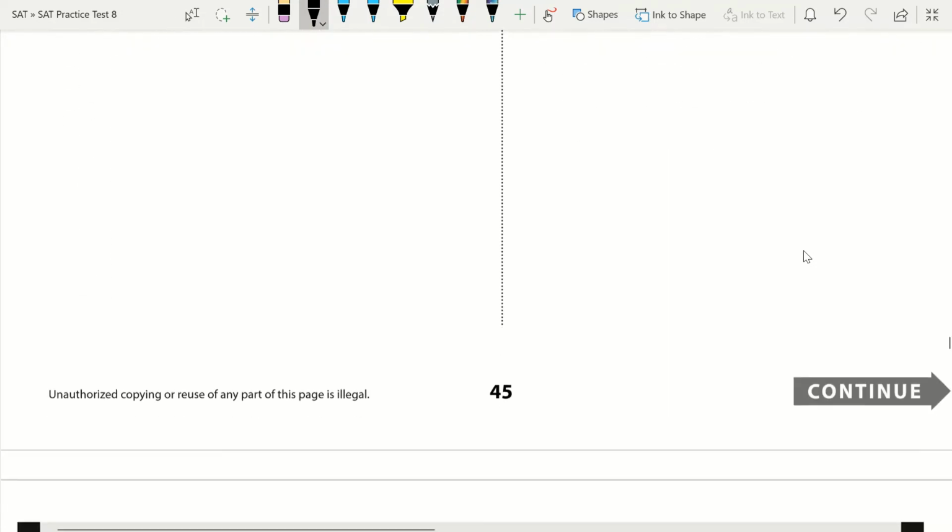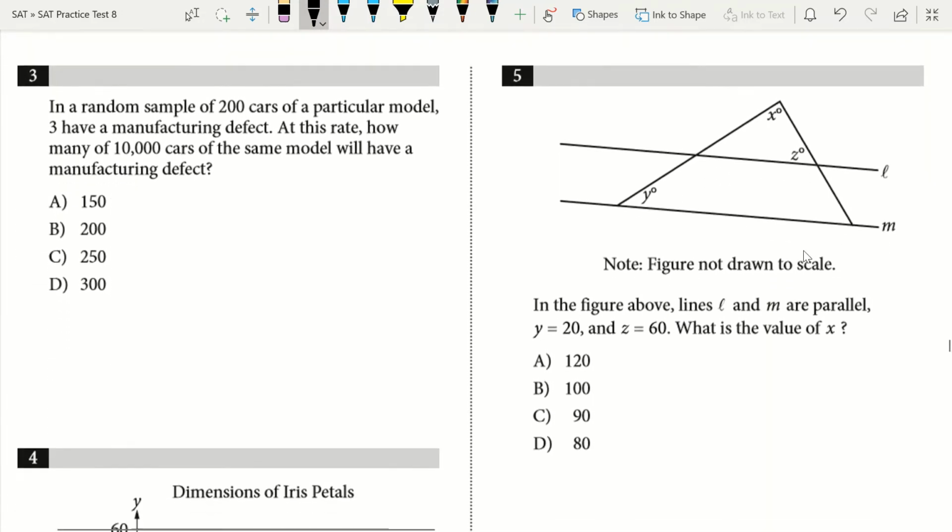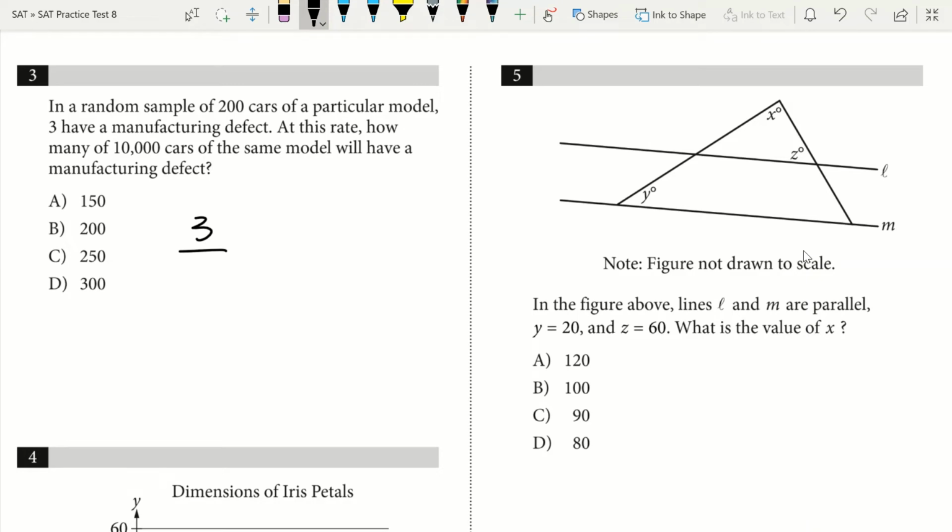All right, question 3. In a random sample of 200 cars of a particular model, 3 have a manufacturing defect. So the number with a manufacturing defect is 3 out of the total 200. At this rate, how many of the 10,000 cars of the same model will have a manufacturing defect? So we're going to solve for X, right? So we had 200 in our sample and we had 3 with a manufacturing defect. Now we have 10,000 and we're asked how many will have a manufacturing defect out of that many.